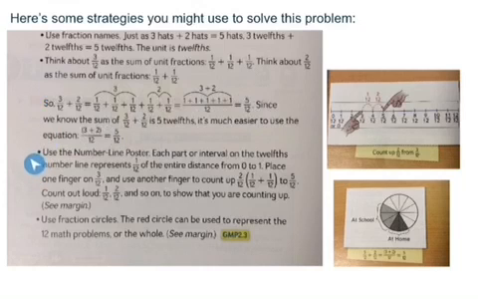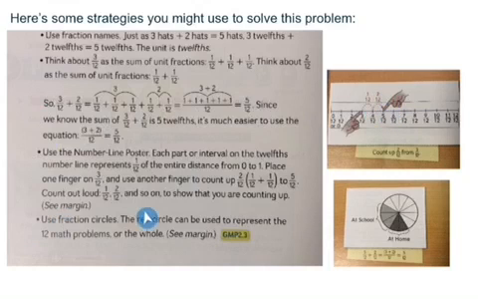I could use a number line poster. That's what this is going to show you over here, a number line poster. Each part or interval on the 12th number line represents 1/12 of the entire distance. And I could place my finger on 3/12 and then use another finger to count up 1/12 and 2/12 and saying out loud, so I'm at 3/12, now I'm at 4/12, and I'm at 5/12. So I could do that method, and that would get me to my answer of 5/12.